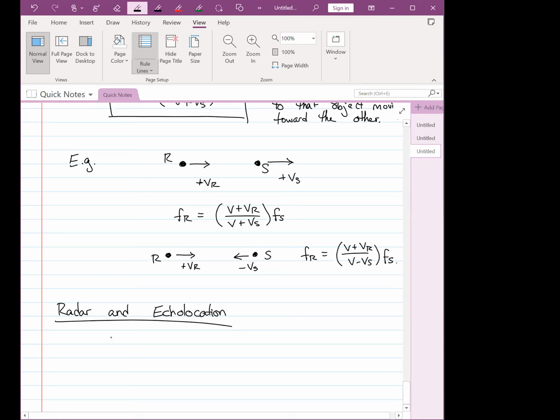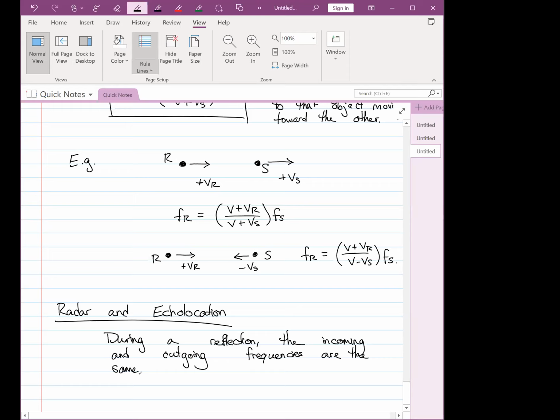So let me write that down. During a reflection, the incoming and outgoing frequencies are the same. Which is just to say, and I mean, that kind of makes sense.